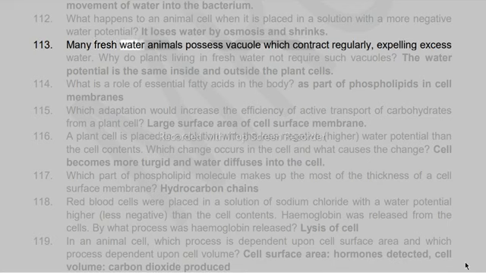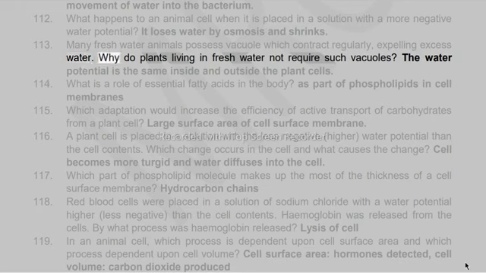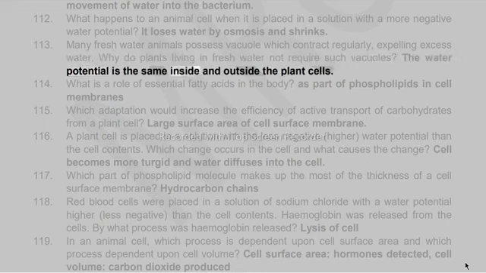113. Many freshwater animals possess vacuoles which contract regularly, expelling excess water. Why do plants living in fresh water not require such vacuoles? The water potential is the same inside and outside the plant cells.